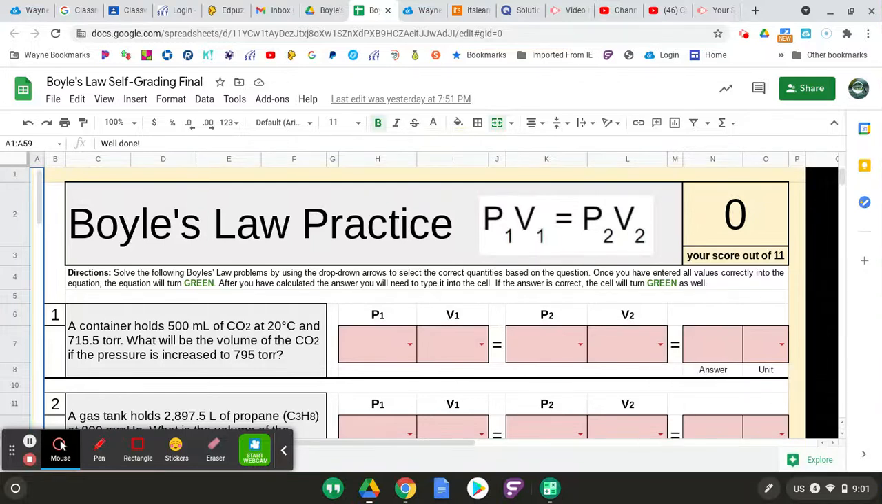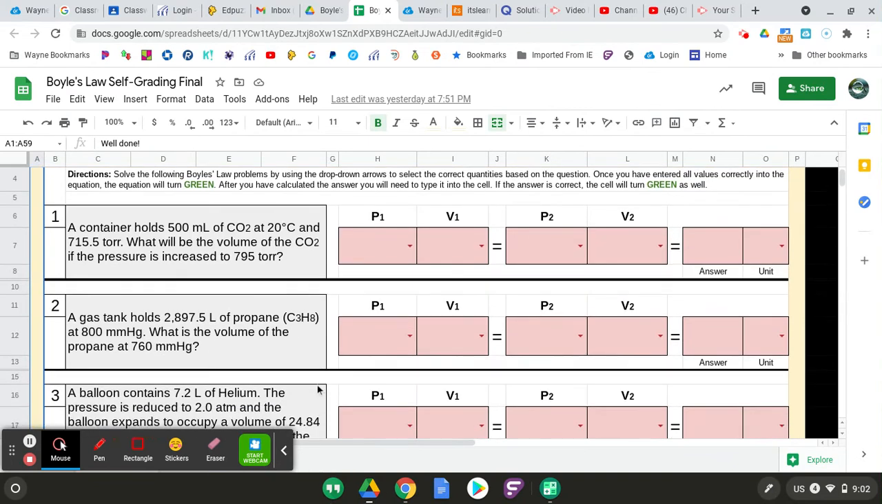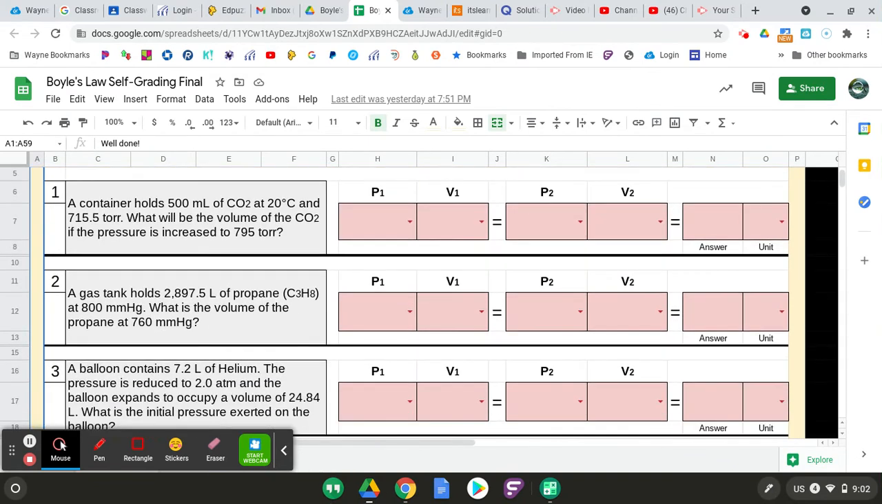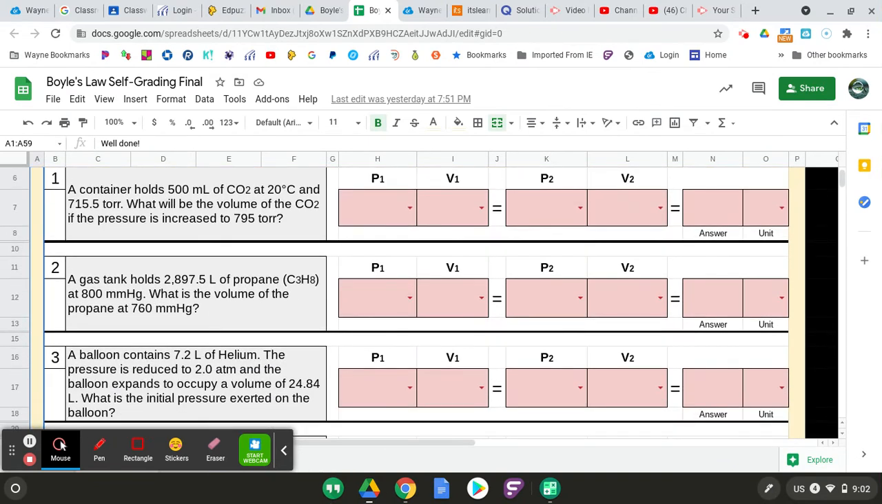Ms. Munoz here with a couple examples of Boyle's Law practice. This is the self-grading worksheet. We are going to do number 2, and then I'm going to help you with number 3 to get you started because they do something a little sneaky on number 3. This law has the relationship between pressure and volume while temperature remains constant.